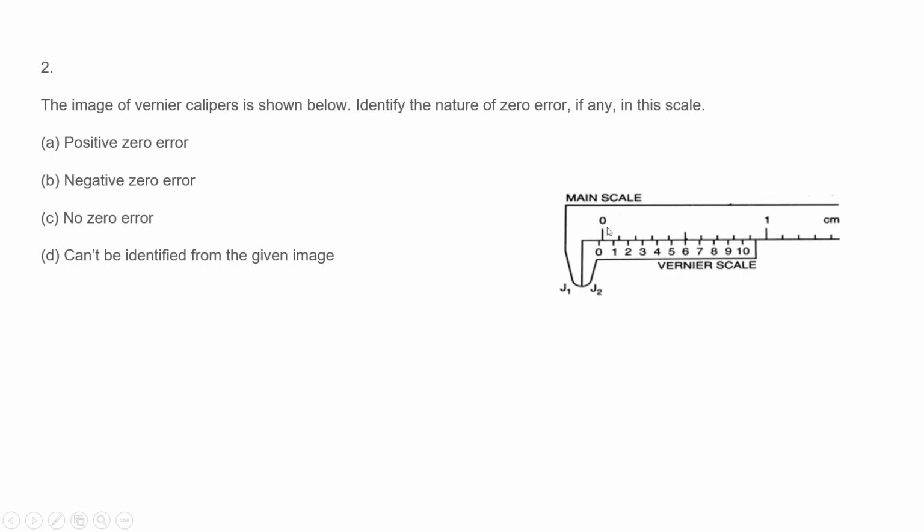They are attached, meaning there is no object in between, it's completely closed. When it's closed, we see that the zero of the main scale is not coinciding with the zero of the vernier scale. If you remember, I had told about two situations. If the zero of the vernier scale is on the right side of the zero of the main scale, it is called positive zero error. But here we see that the zero of the vernier scale is on the left of the zero of the main scale. This means it's a negative zero error.